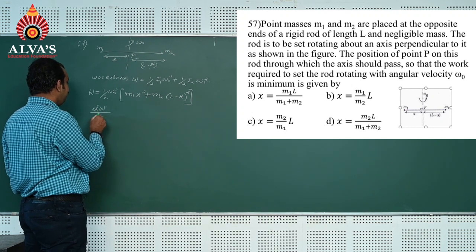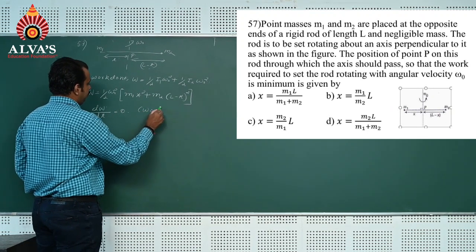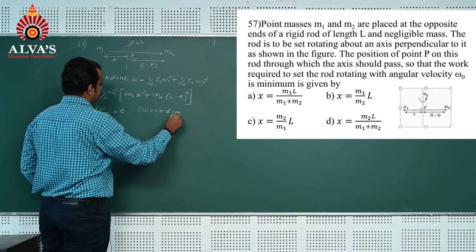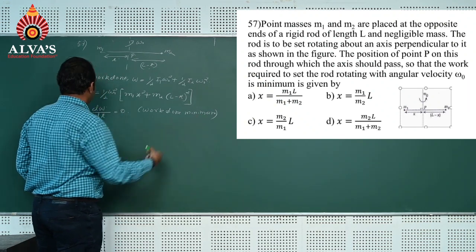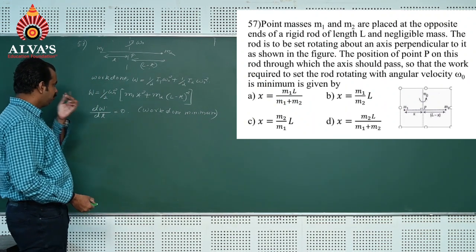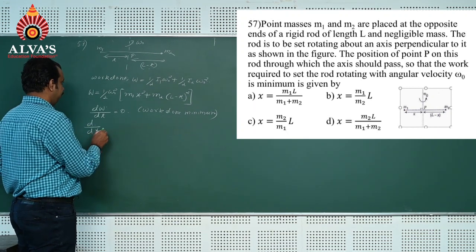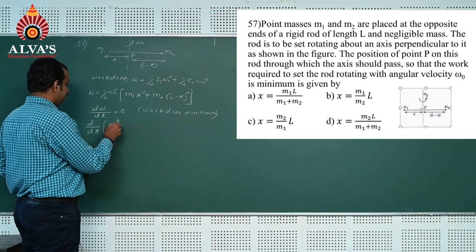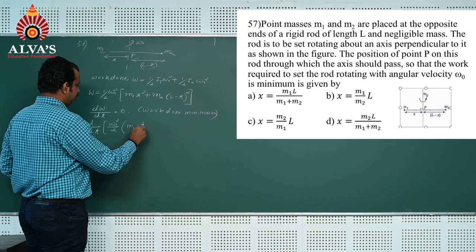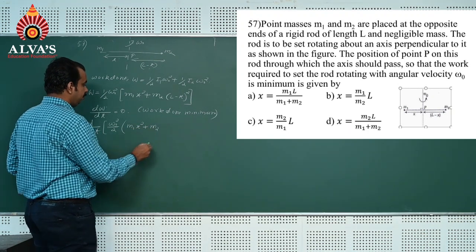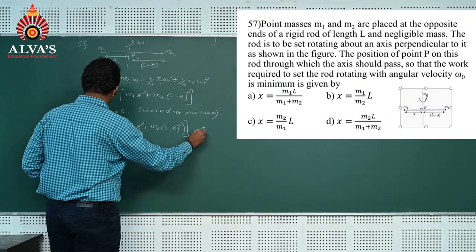when dW by dx is equal to 0. Work done minimum means dW by dx is 0. That means we should differentiate this equation. It is d by dx of omega naught square divided by 2 into m1 x square plus m2 into L minus x whole square, equal to 0.